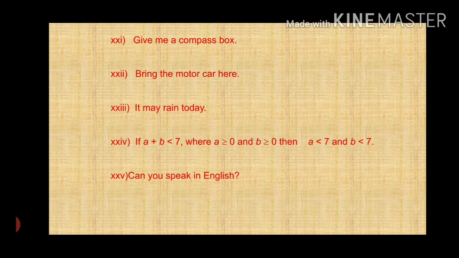Now this is the last slide of this exercise. See one. Give me a compass box. That means you are requesting your friend, maybe mother, father, whoever, to give you a compass box. So it's a request. That means it is not a statement. Which type of sentence is a request? Imperative. Yes, very good. It is an imperative sentence, hence not a statement in logic.